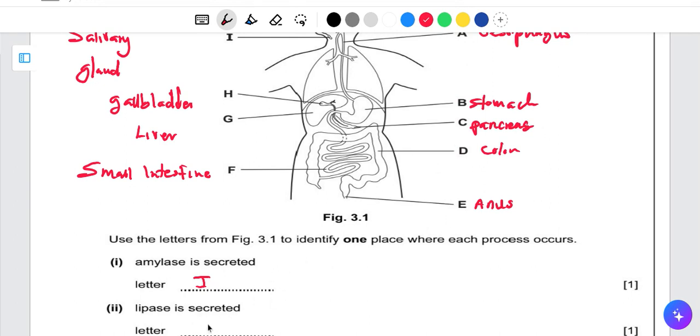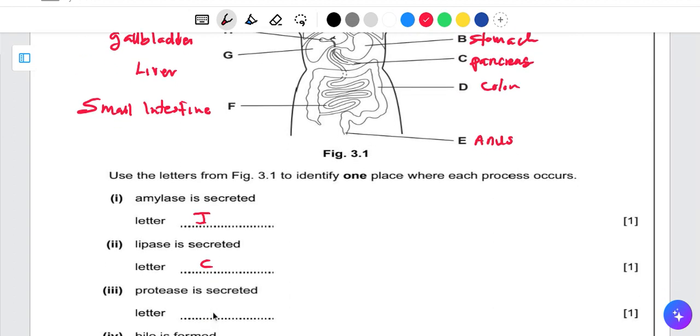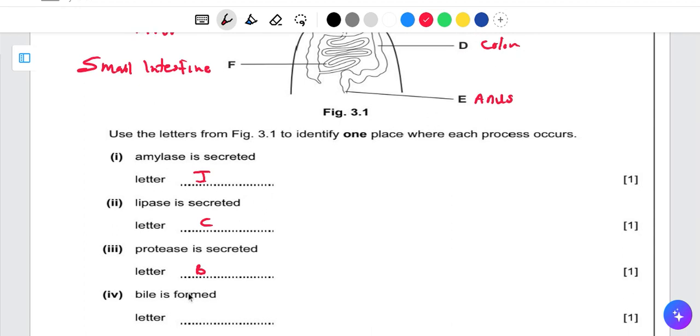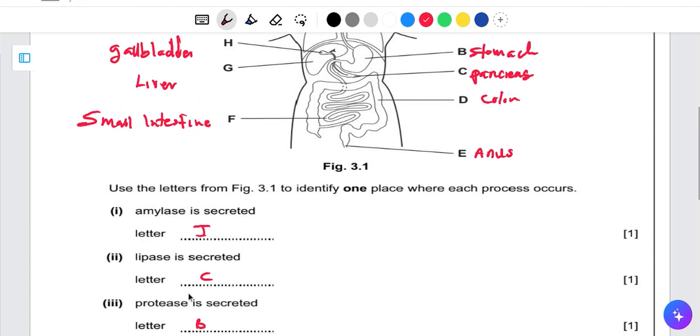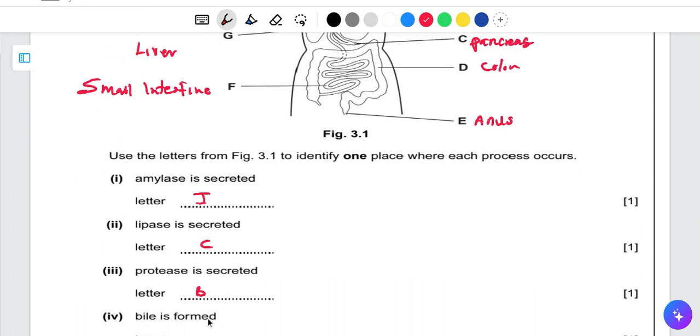Then the next one is saying protease is secreted by which part? So protease is secreted by part B, which is the stomach. An example of protease is pepsin, which is secreted in the form of pepsinogen, and it is activated by hydrochloric acid. Then also where bile is formed. Bile is formed from the liver, which is G, and stored in the gallbladder. So we can say G.